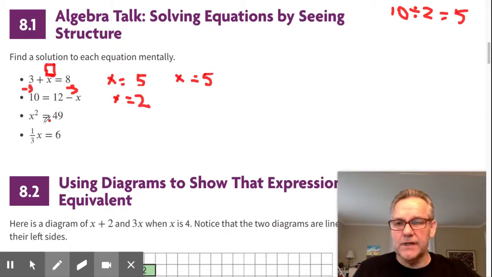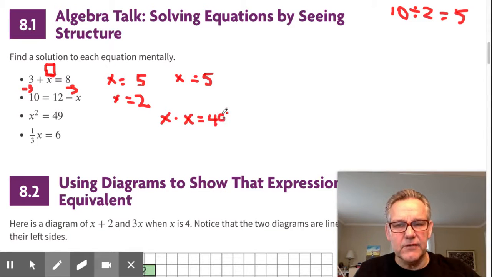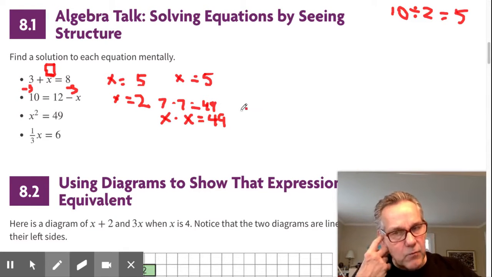The third one, a little trickier because we have to remember what x squared means. Well, what does x squared mean? X squared simply means x times x. And x, in this particular case, we're looking for a number, when multiplied by itself equals 49. Well, obviously, after some thought, we can say it must be 7, because 7 times 7 is indeed 49. So that's one way you could approach it.